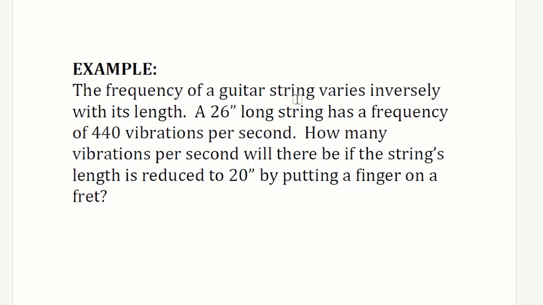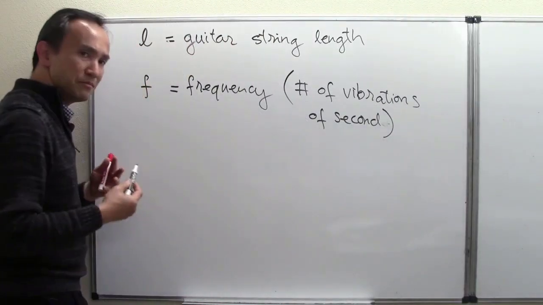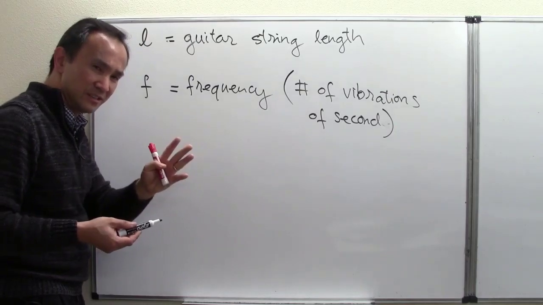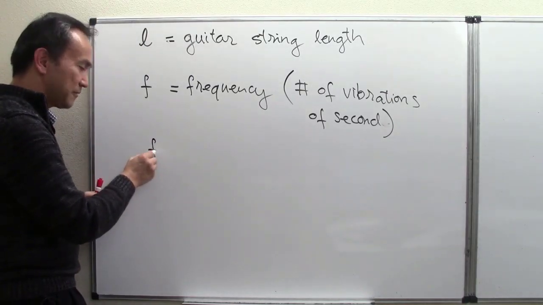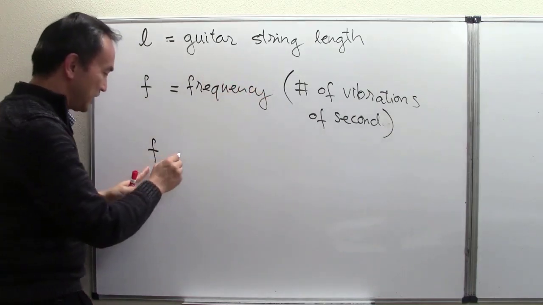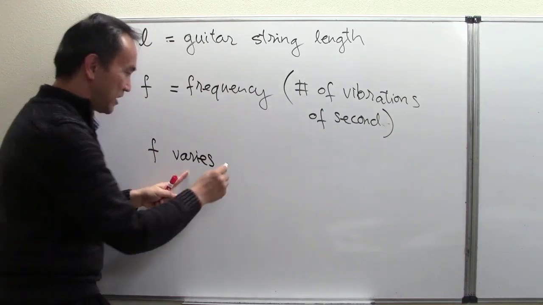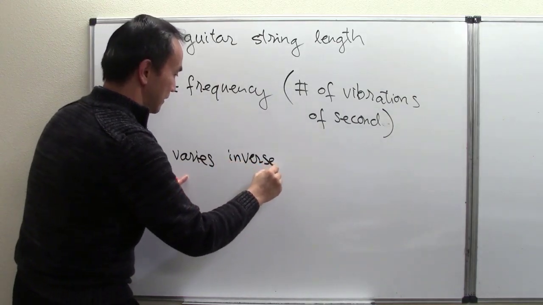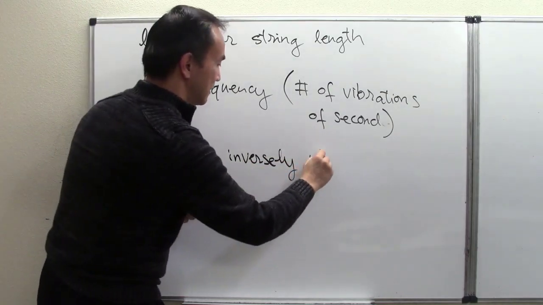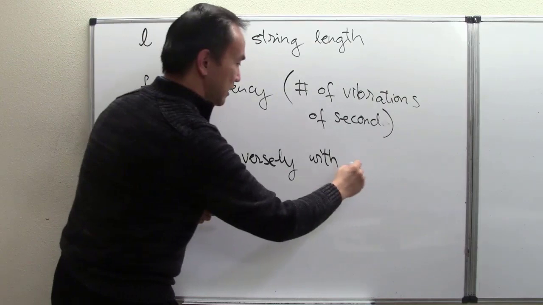So the frequency of a guitar string varies inversely with its length. Right here in the very first statement that I highlighted in yellow, I can immediately recognize the frequency, F, of the guitar string varies, again, I'm stating that in a more condensed form, inversely with the string length. That means inversely with L.